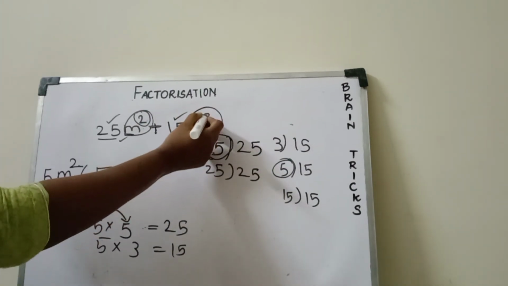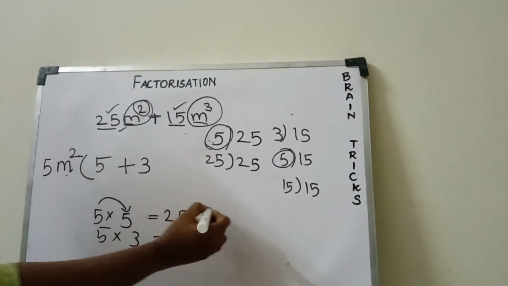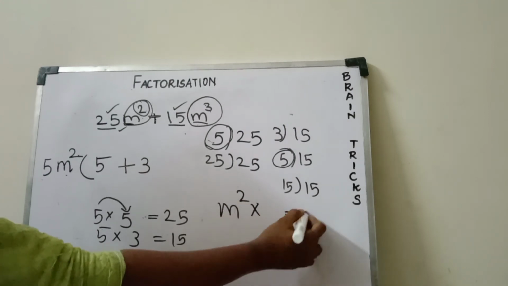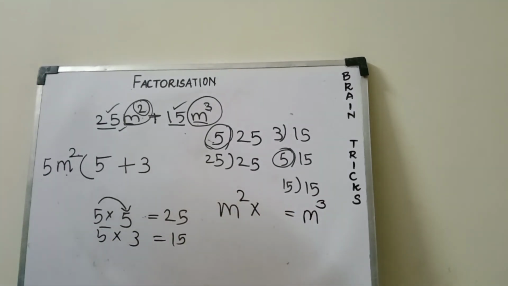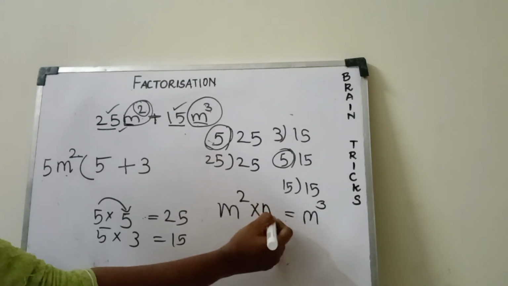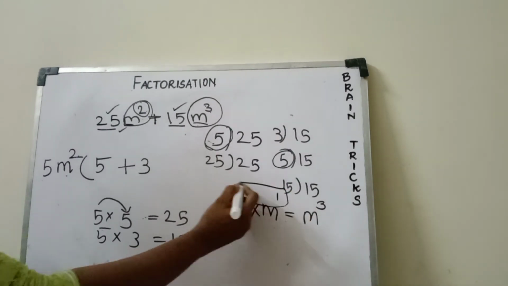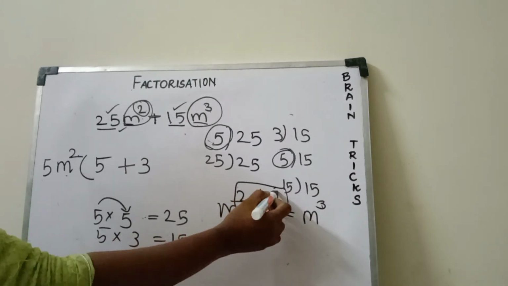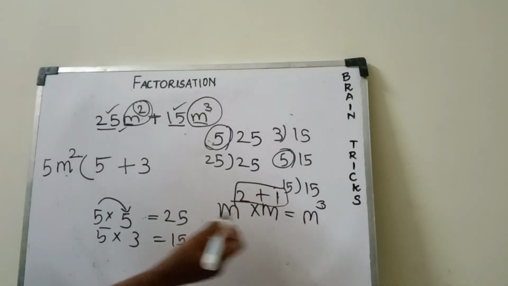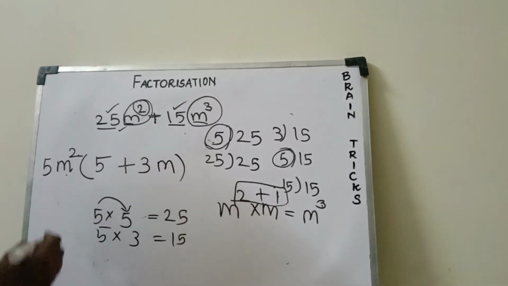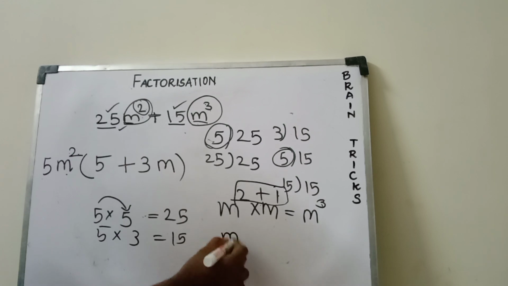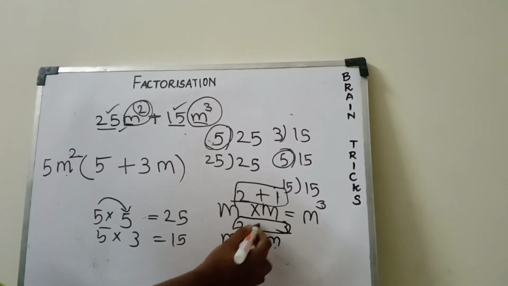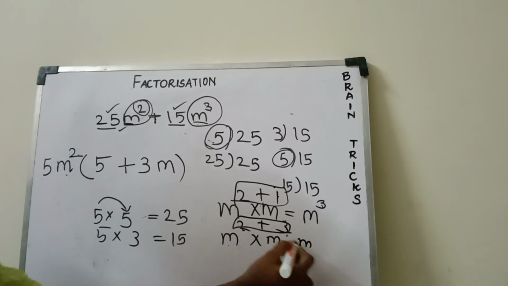Here I have m power 3. Here we have m power 2. So what variable I have to multiply with m power 2 to get the value of m power 3? This is multiplication. In multiplication, we should add the powers. Here I have m power 2. I want m power 3. So we should add power 1. So m power 1. So I am just writing m. When the variables are the same, you have to add the powers.